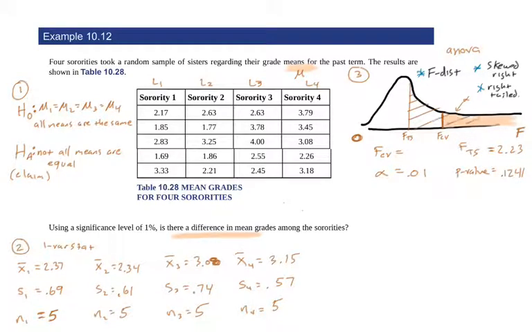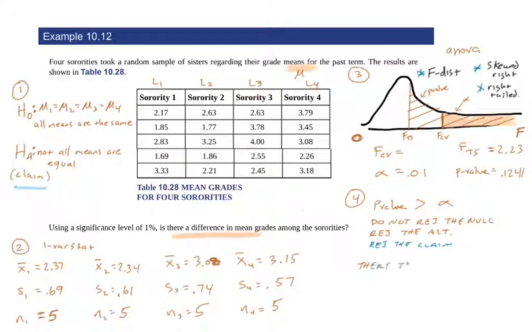There's our alpha. And when we run this on the calculator, we get our p-value and then our F-test statistic there. So p-value of 0.1241, F-test statistic of 2.23. And again, comparing your p-value with your alpha, the p-value is larger. So once again, alpha is contained within the p-value. And so we could go ahead and say p-value is greater than alpha, so do not reject the null, reject the alternative, and this time we'll reject the claim because that was the alternative.